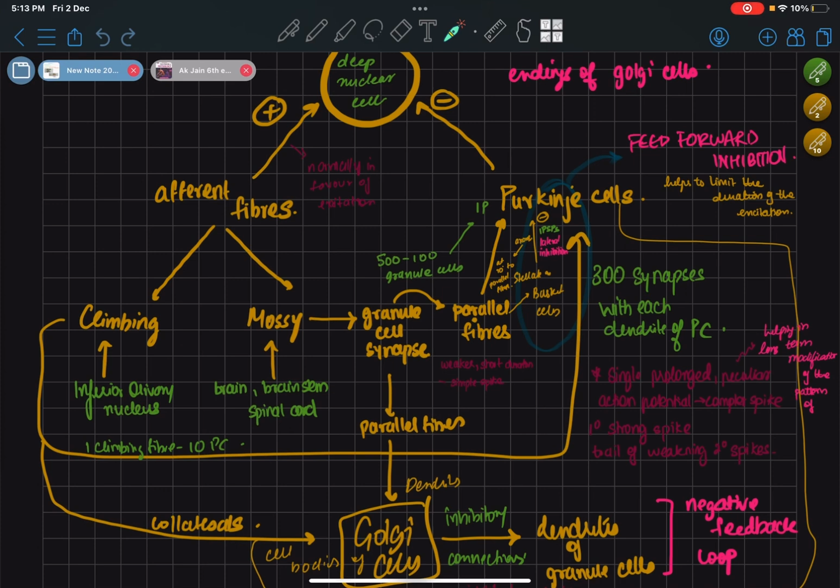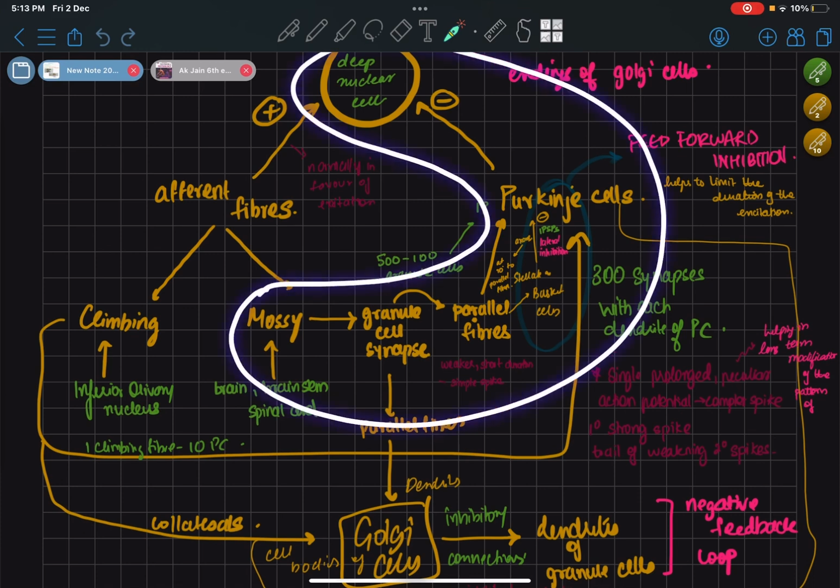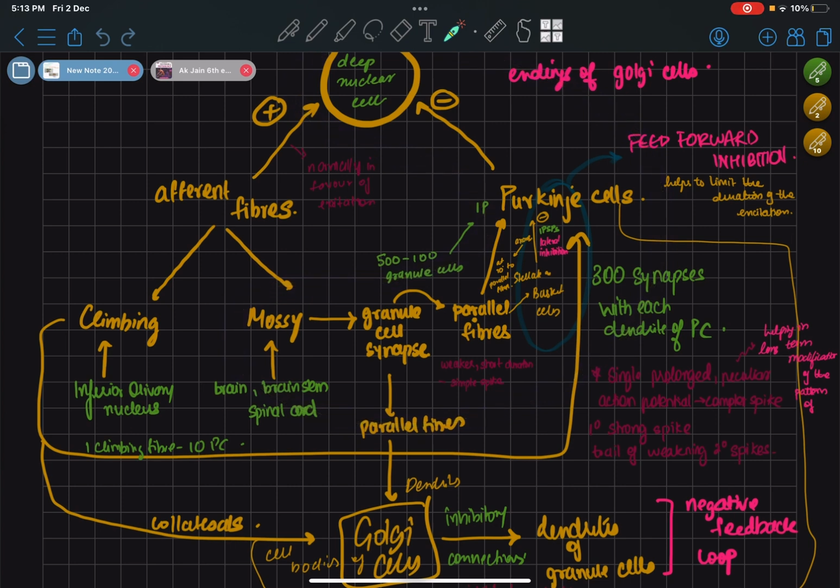So that's how the neural circuitry works. This is the functional unit of the cerebellum. That's how it works. Okay, so that's all for this video.